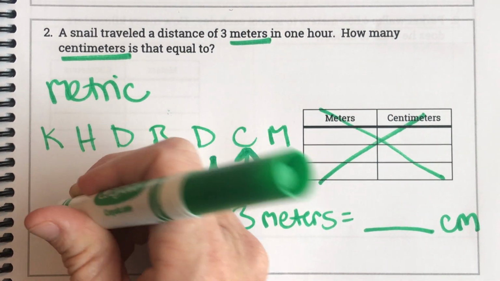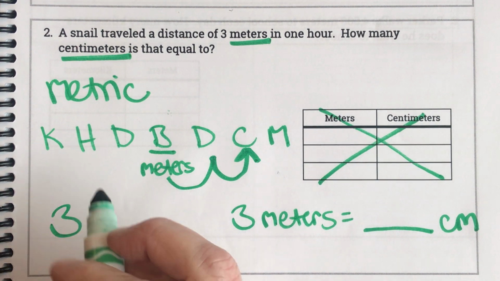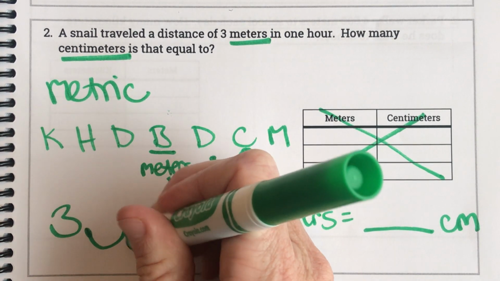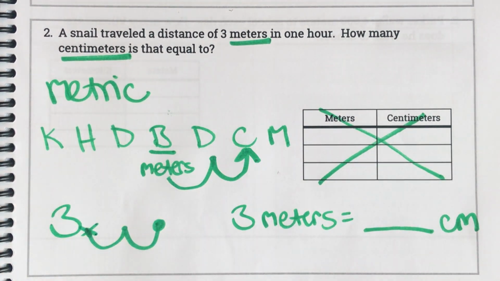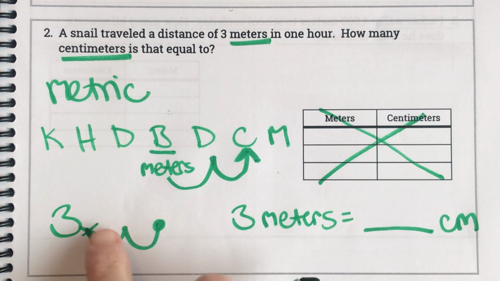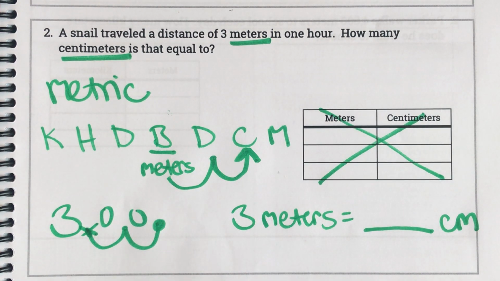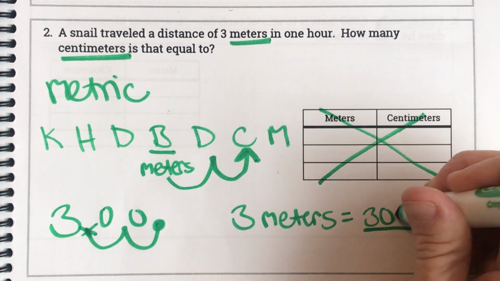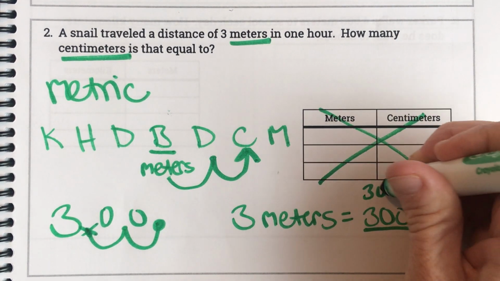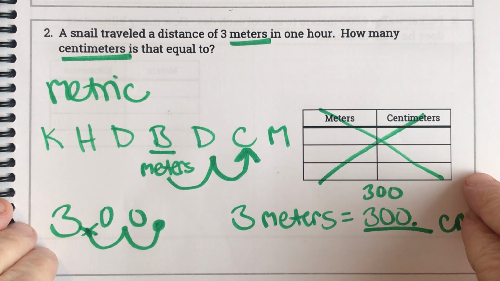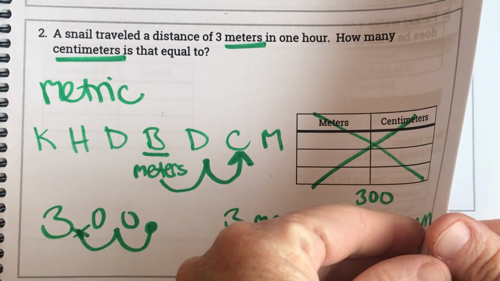So let's take our number 3. If there's not a decimal, we always add one to the end, and let's move 2 to the right. Okay, so what I have to do with those empty loops is add zeros. So I'm getting 300 decimal, which is just the same as 300. So 3 meters equals 300 centimeters.